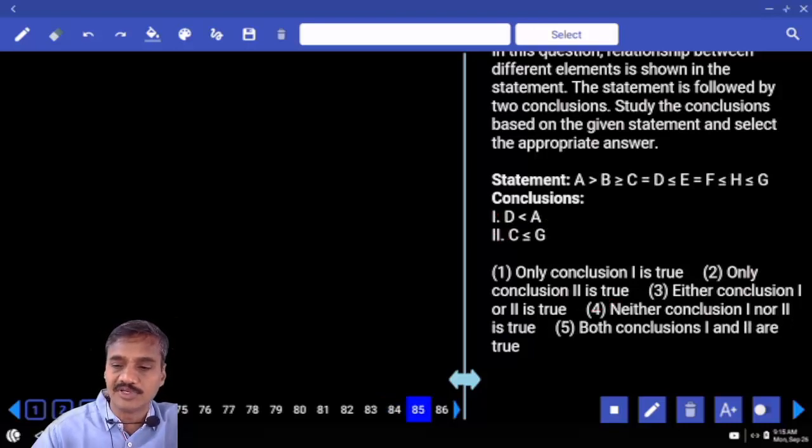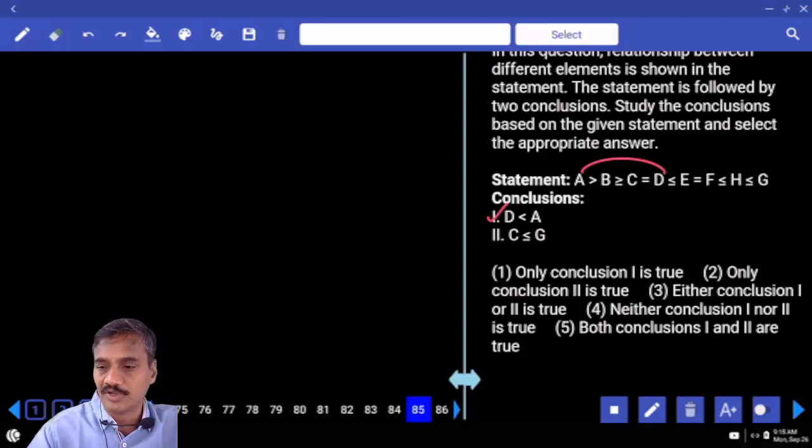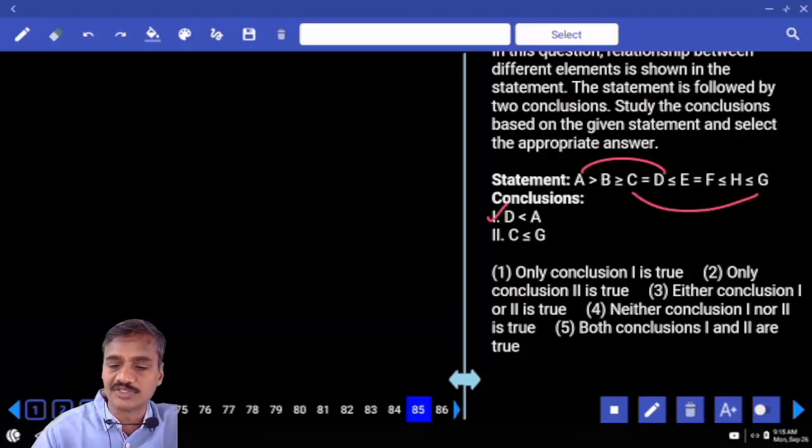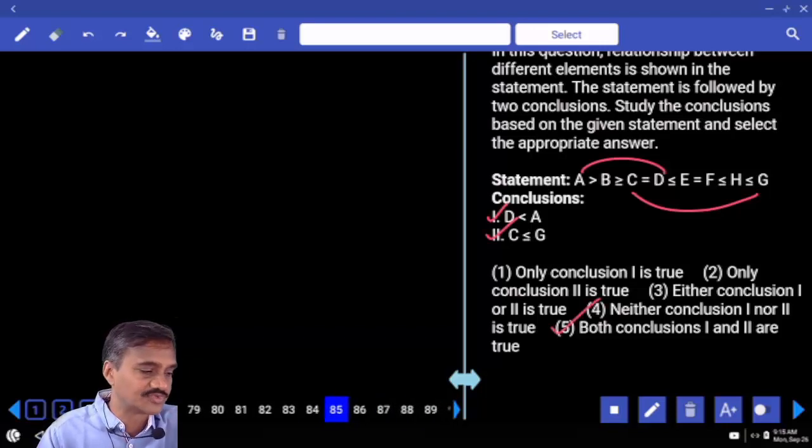And the relation between A and D, A greater than D, D lesser than A. C and G. Now between C and G, C lesser than or equals to G. Hence both the conclusions are true, both 1 and 2, choice 5, question number 85.